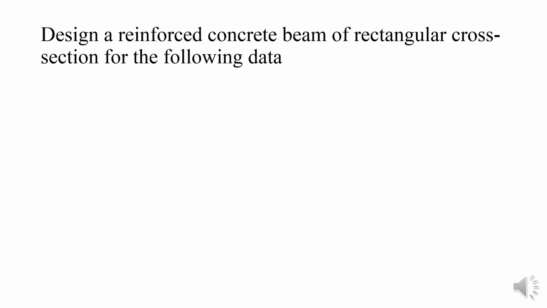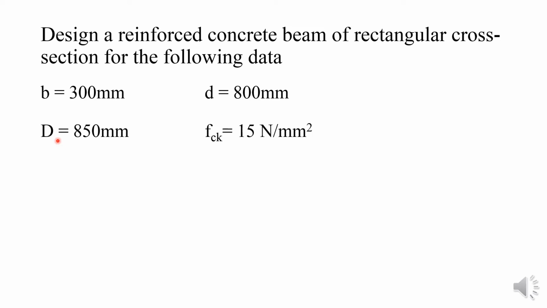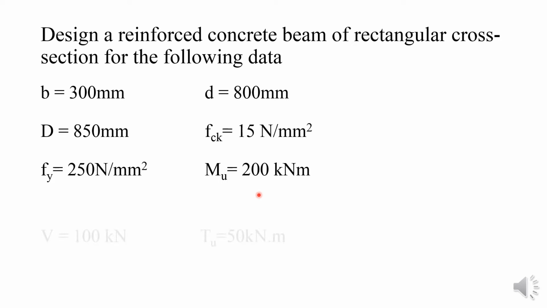Design a reinforced concrete beam of cross section for the following data. The width of the beam is 300 mm, effective depth is 800 mm, overall depth of the section is 850 mm, characteristic compressive strength is 50 Newton per mm square, tensile strength is 250 Newton per mm square, moment is equal to 200 kilonewton meter, shear force Vu is equal to 100 kilonewton, and Tu, that is torsional moment, is equal to 50 kilonewton meter.